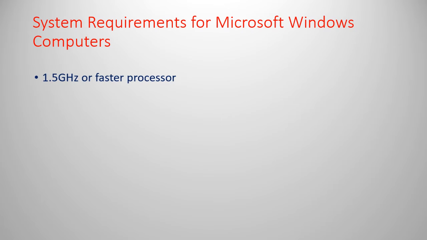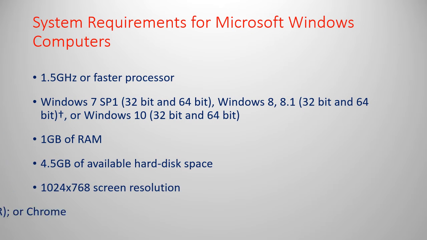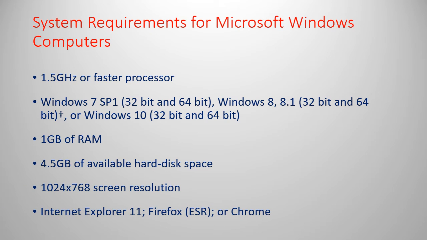Let's go through the system requirements real quickly. Now, if you have a Microsoft Windows computer, that's any computer running Windows, you're going to need these requirements. A processor 1.5 gigahertz or faster. You can run on Windows basically 7, any Windows 8 or Windows 10. So if you don't have at least Windows 7, it probably won't work. You should have 1 gigabyte of RAM, which is extremely common. There shouldn't be any problem there.